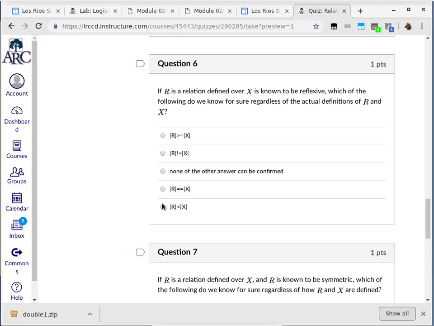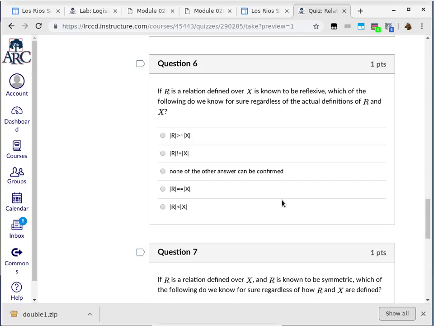Question number 6. If R is a relation defined over X is known to be reflexive, which of the following do we know for sure regardless of the actual definitions of R and X? Okay. Well, what do we know for sure? If you know the number of elements in the set, you need at least that number of elements in R. Don't you think? Because every element has to relate to itself.